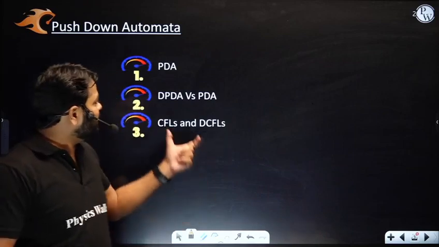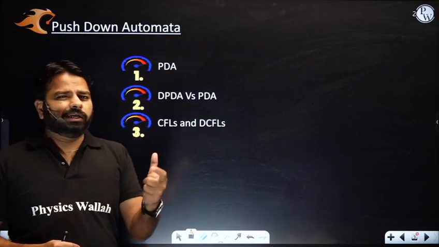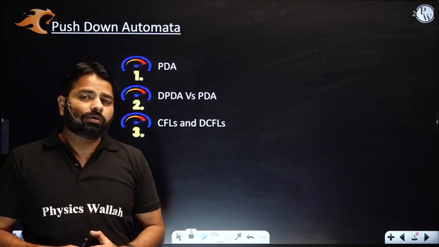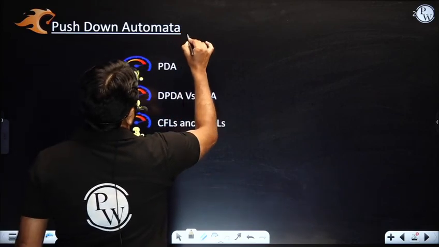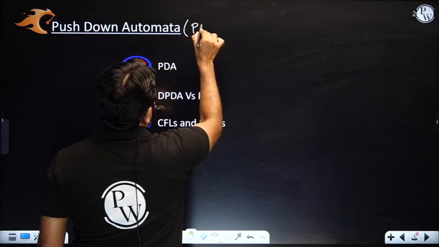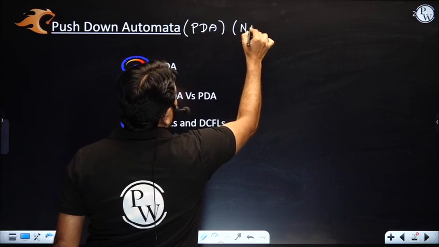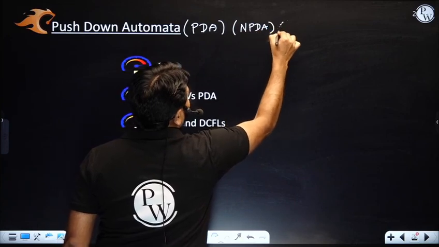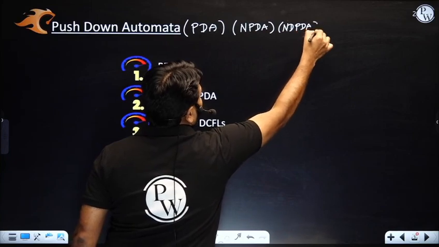In this pushdown automata topic, what we will learn first: what is a pushdown automata? Then we have two machines: deterministic pushdown automata and pushdown automata, which is also called non-deterministic pushdown automata, or NPDA, or you may call it NDPDA. N or ND is your choice.